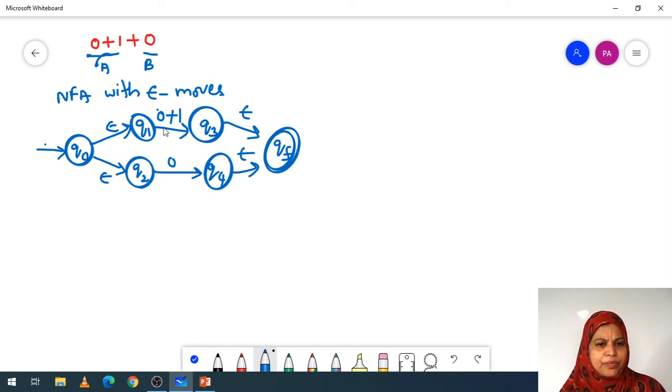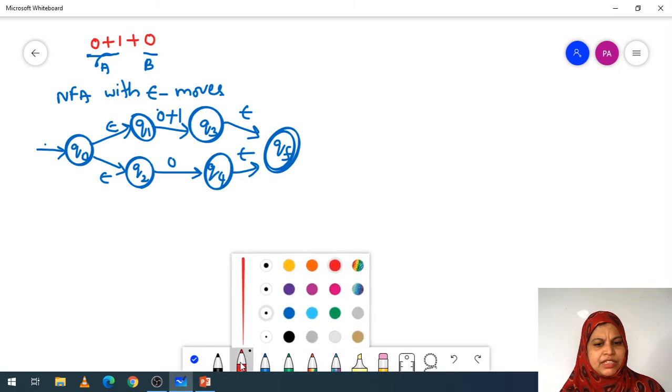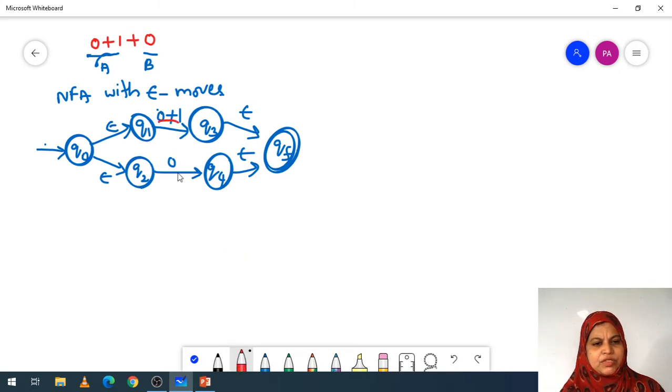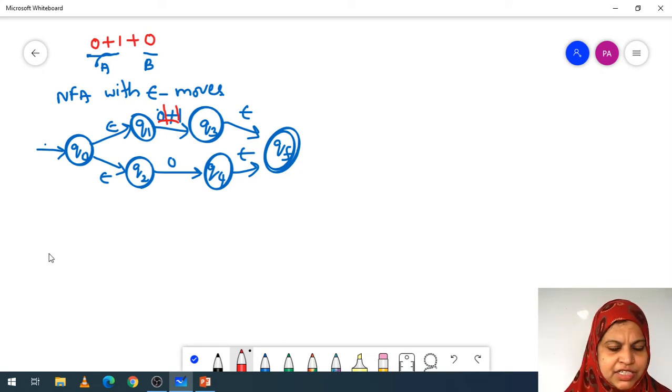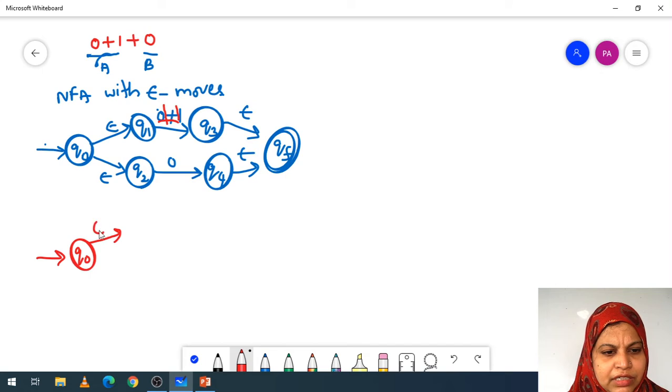Now, here again we are having 0 plus 1. So, we have to divide this regular expression into single terms. One is 0, one is 1, again this is the union. Now, you have to perform on this one. So, Q naught, epsilon. I am going to concentrate on 0 plus 1, which is present in between Q1 and Q3.